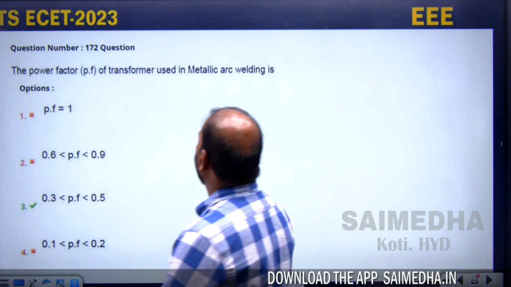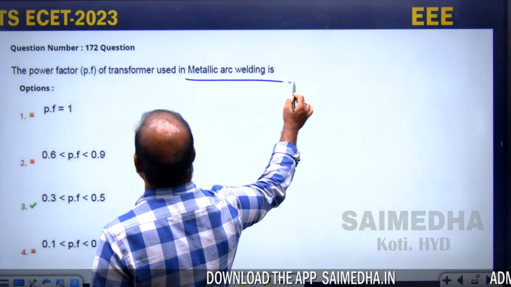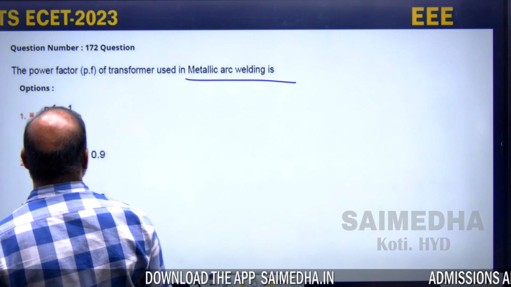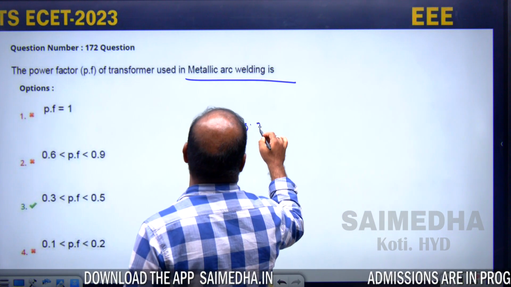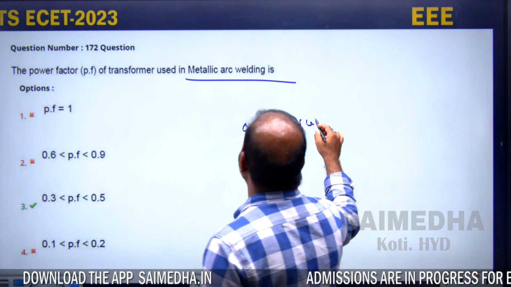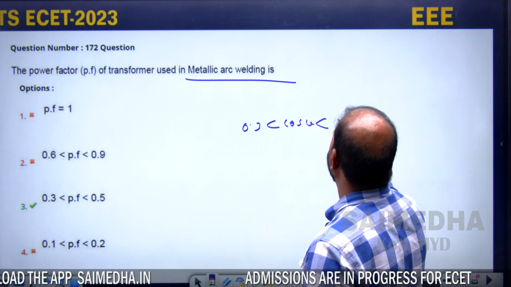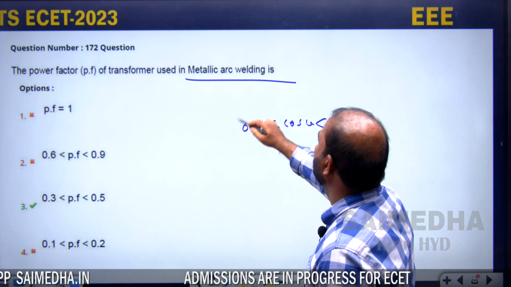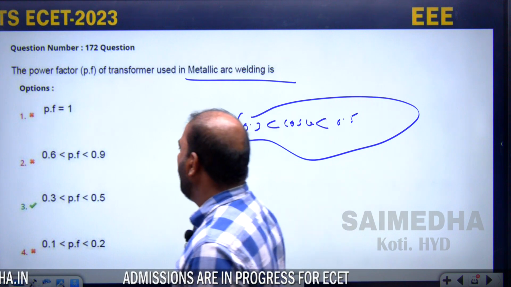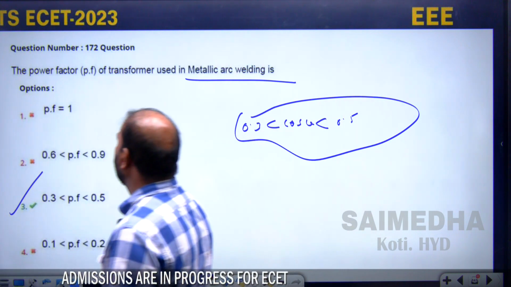The power factor of a transformer used in metallic arc welding, please remember, lies between 0.3 and 0.5. For metallic arc welding, the practical power factor generally lies between 0.3 as well as 0.5. So, option 3 is the right answer.